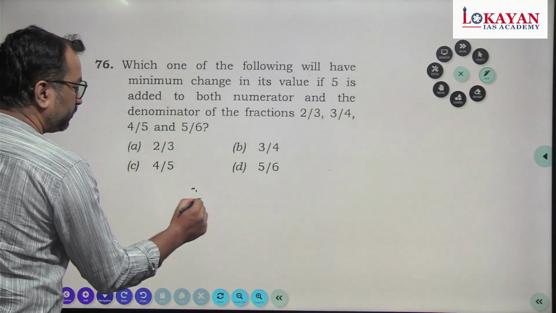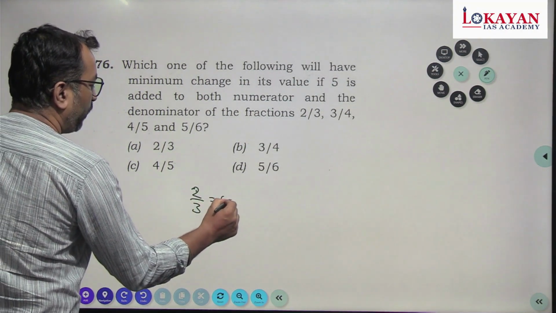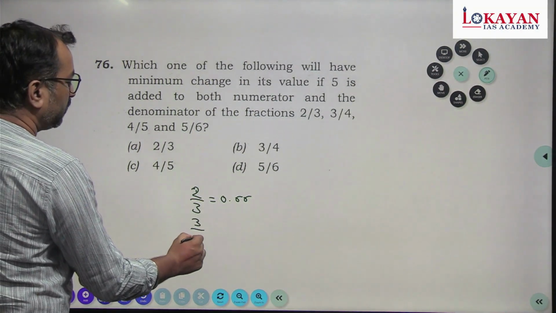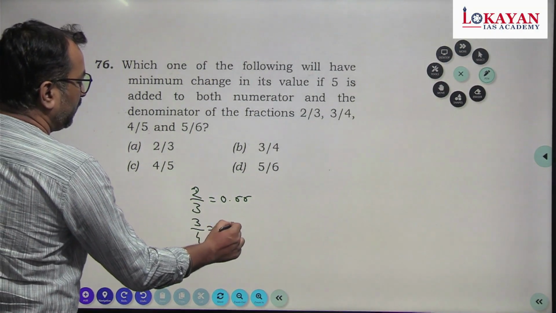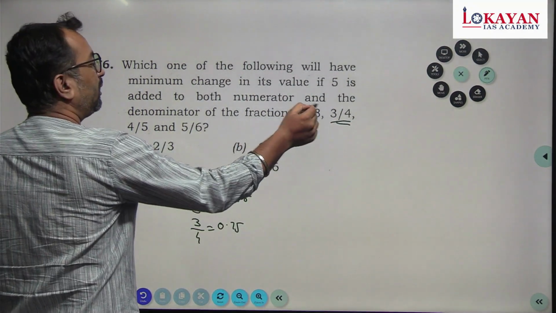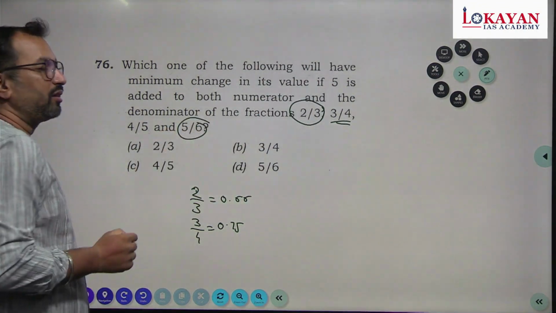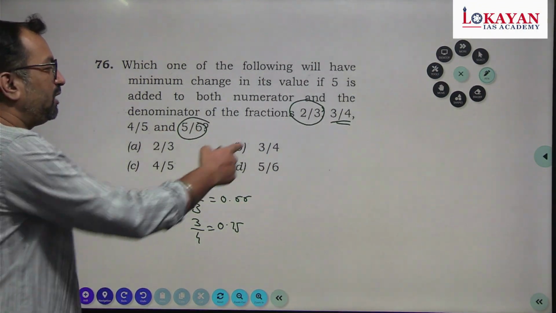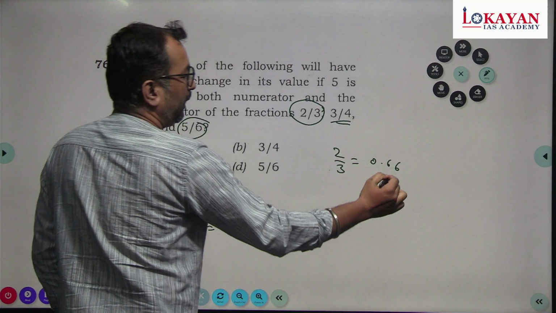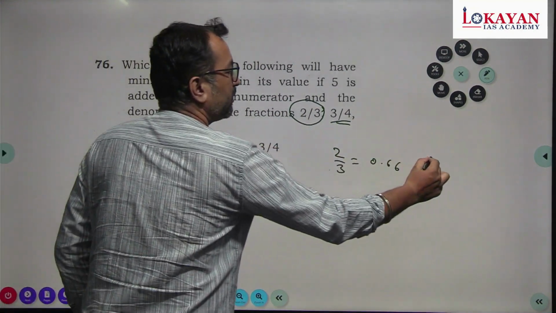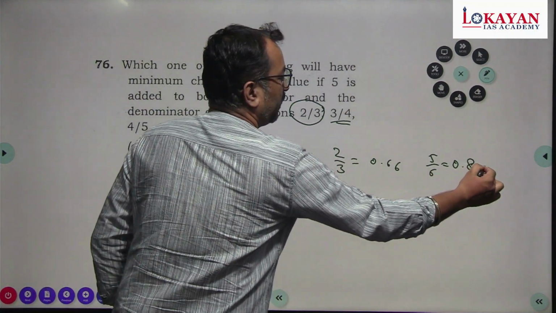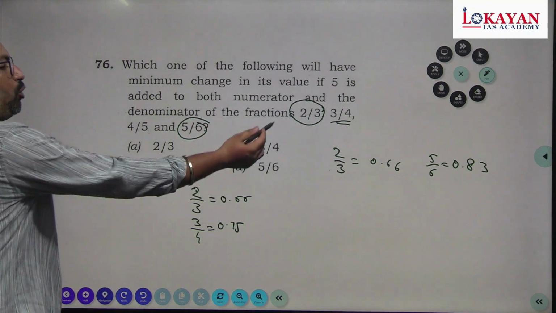2 by 3 is nothing but 0.66, right? 3 by 4 is 0.75. Now in such type of questions, there is no need to calculate middle values. Just calculate first and last, because the answer is going to be between these two values only. So 2 by 3 is 0.66 and the last number, 5 by 6, is 0.83. So these are original values of 2 by 3 and 5 by 6.